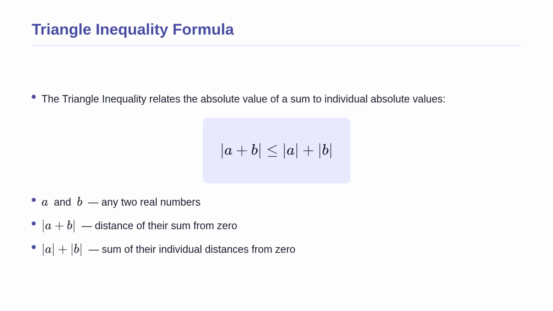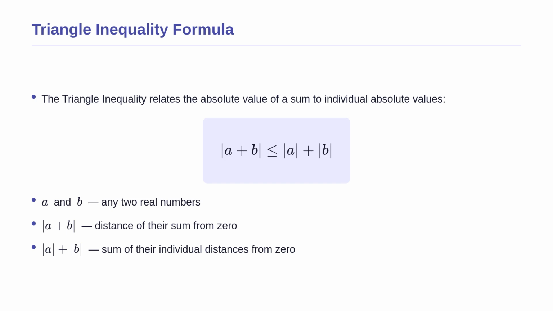Here is the mathematical form of the triangle inequality. The formula states that the absolute value of A plus B is less than or equal to the absolute value of A plus the absolute value of B. Let us break down the symbols.